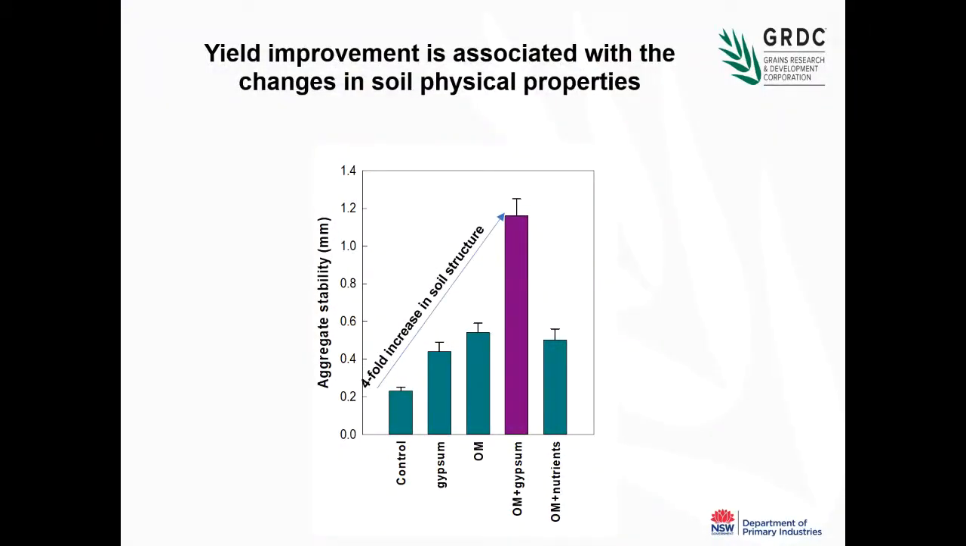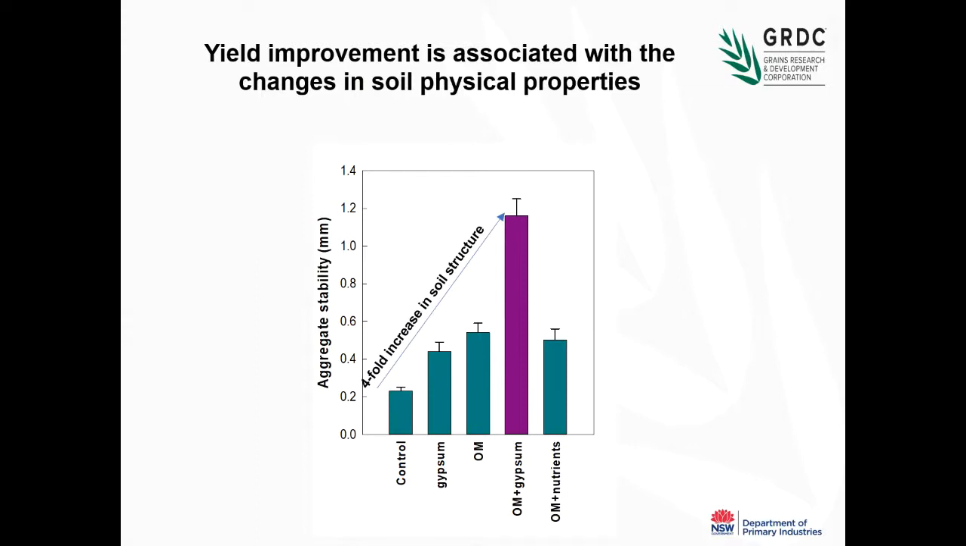What they did here, they took some soil from pots where they added no amendment. They added gypsum, which is often used to manage acidity, an organic amendment treatment where they added both organic matter and gypsum, or organic matter and nutrients. And what they measured was the aggregate stability or aggregate size.